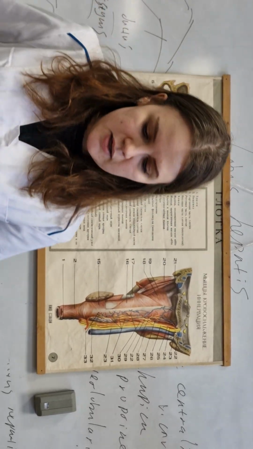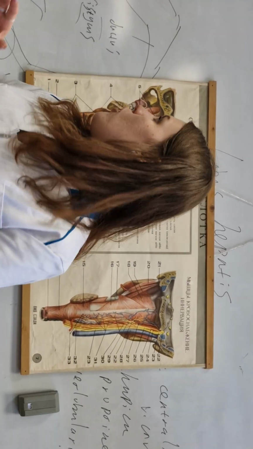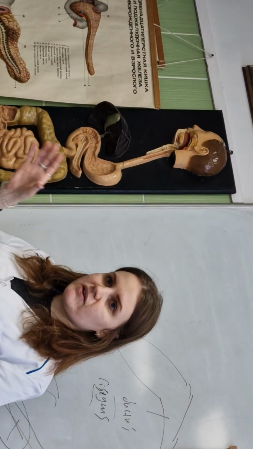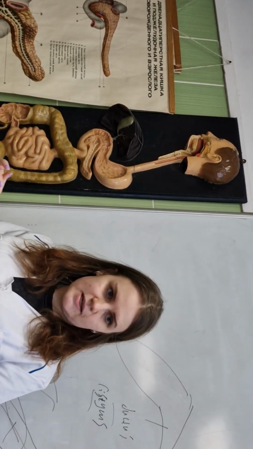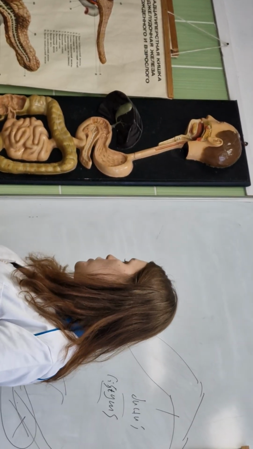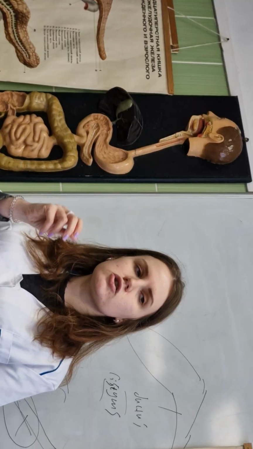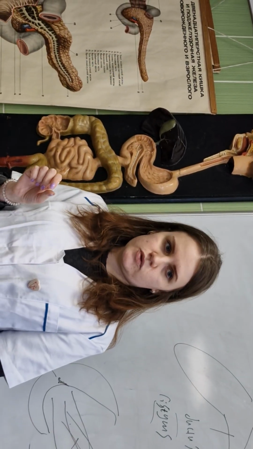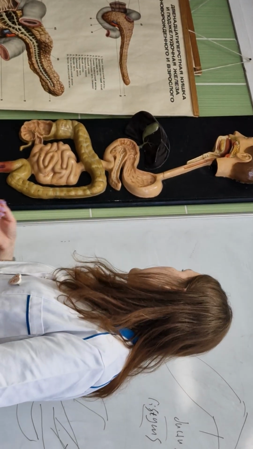Then the esophagus. You should know the skeleton of the esophagus. Our esophagus begins at the 6th cervical vertebra and ends at the 11th thoracic vertebra. It is a narrow tube connecting our pharynx and stomach, and it has narrowings, which we discussed.